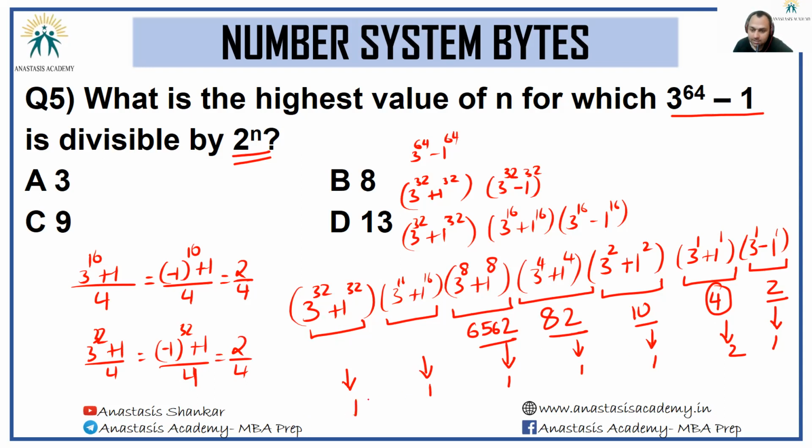Now, final step is, let's just add these numbers up. So 1, 2, 3, 4, 5, 6, 7, 8. Answer to this question is option B, 8.